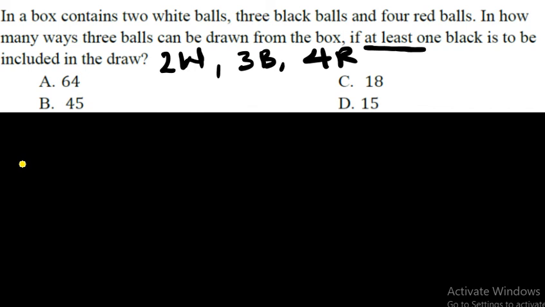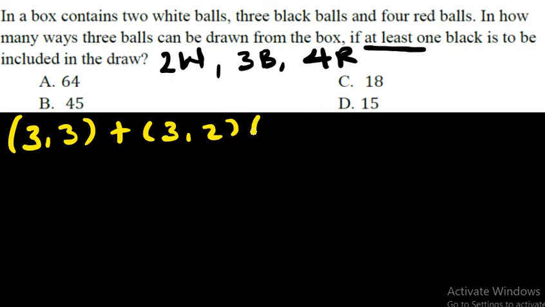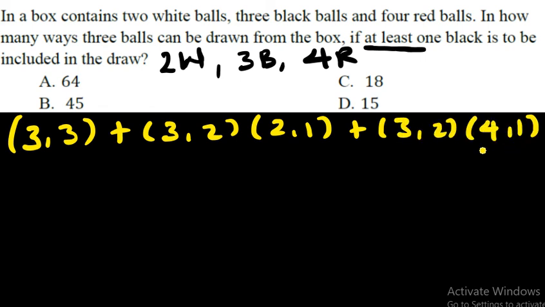So as I said before, at least one black means all the 3 can be black. That means the combination 3 choose 3, from the 3 it can be 3. This is one possibility. The other possibility, 2 might be black, that means 3 choose 2, and 1 might be white from 2 choose 1. Or another possibility, 2 black and 1 red. Or another possibility, 1 black and 2 white.